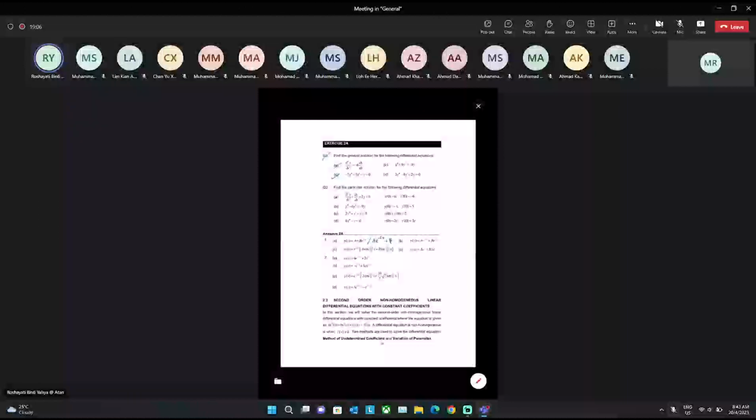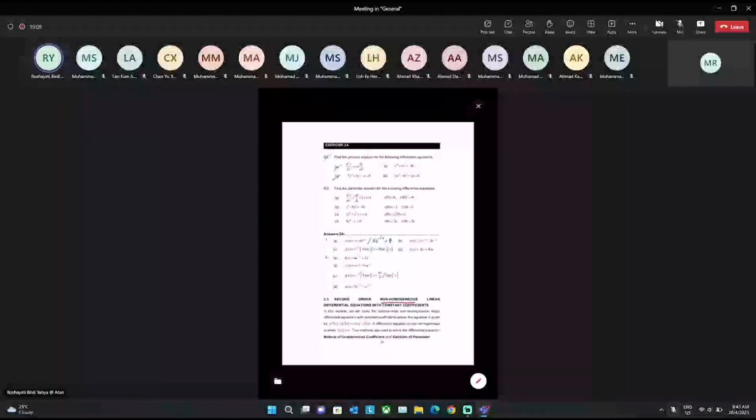Okay. Now, we go for non-homogeneous linear differential equation with constant coefficients. Okay. So in this method, for non-homogeneous, we have two techniques or two methods to solve, which the first one is method of undetermined coefficient, and second method is variation of parameter.